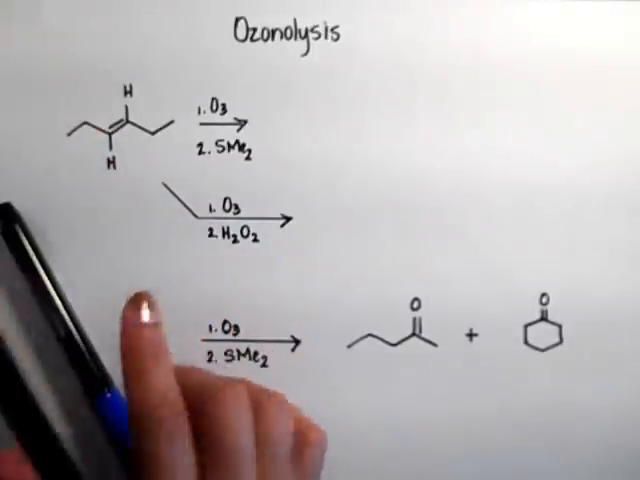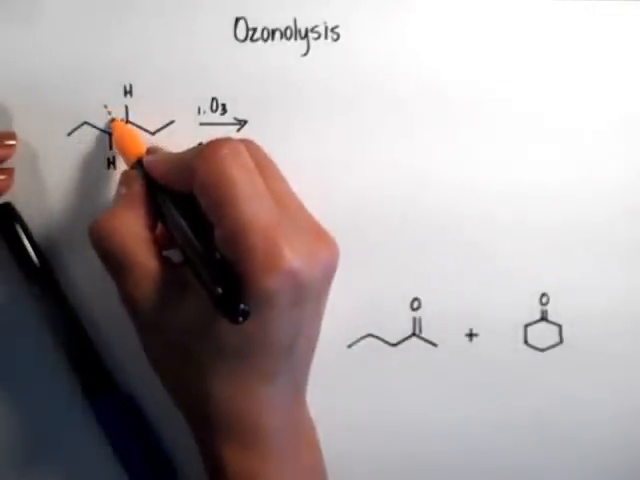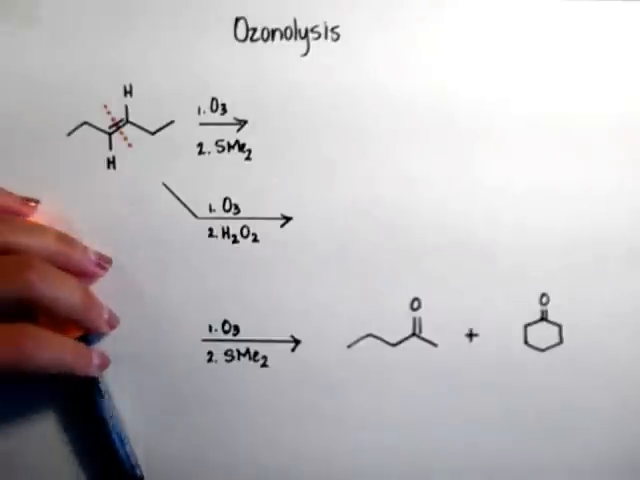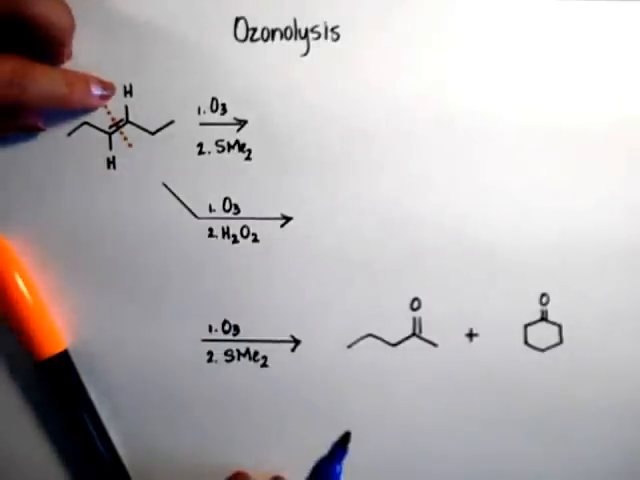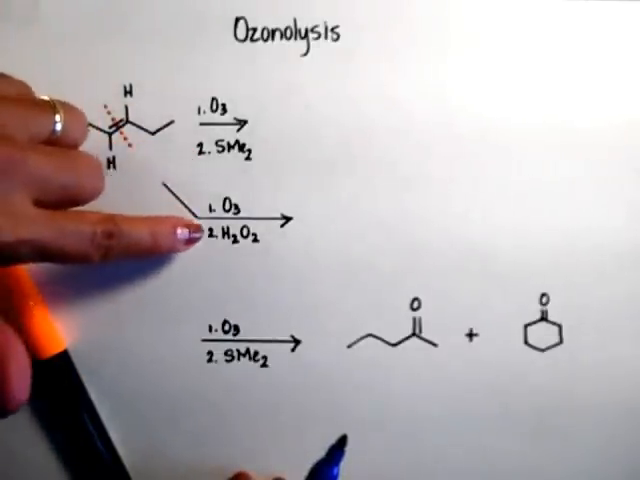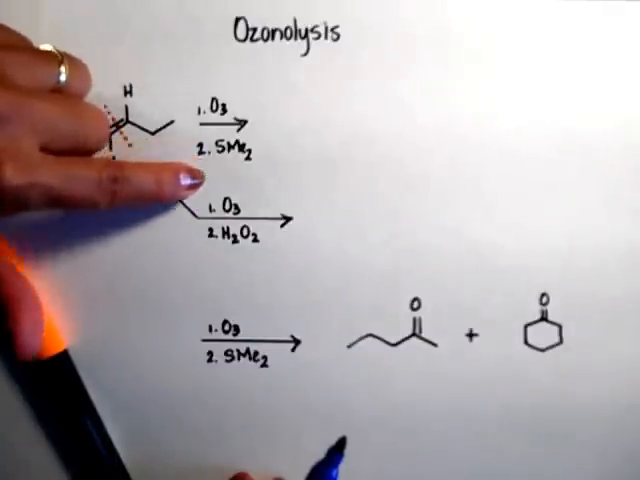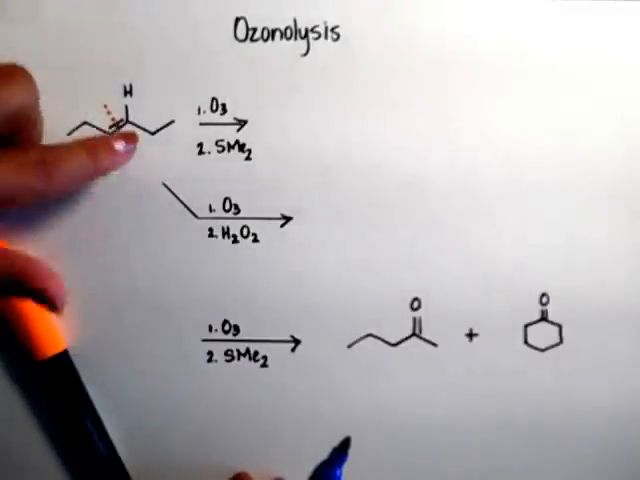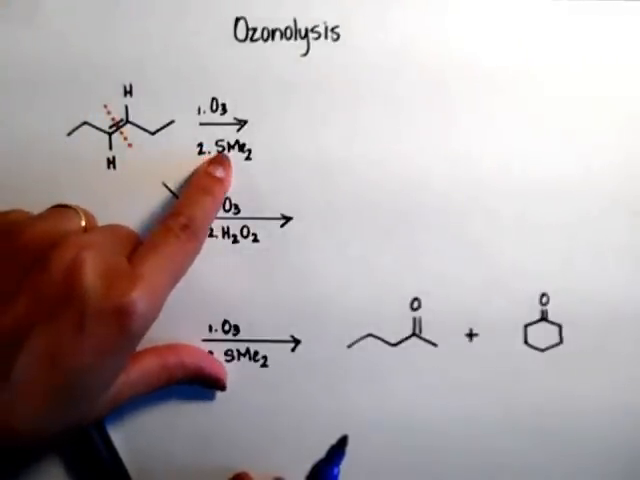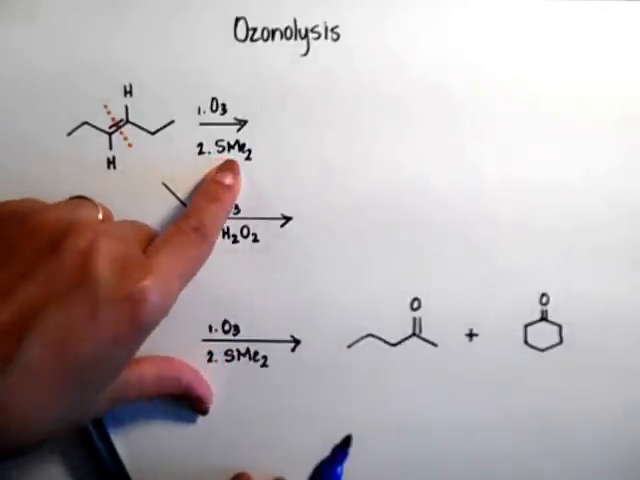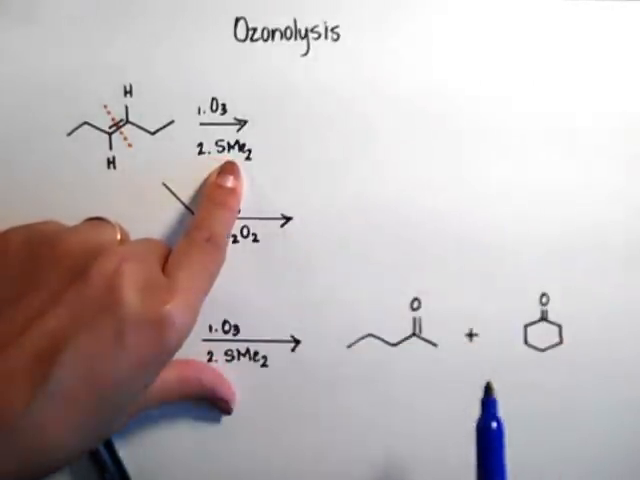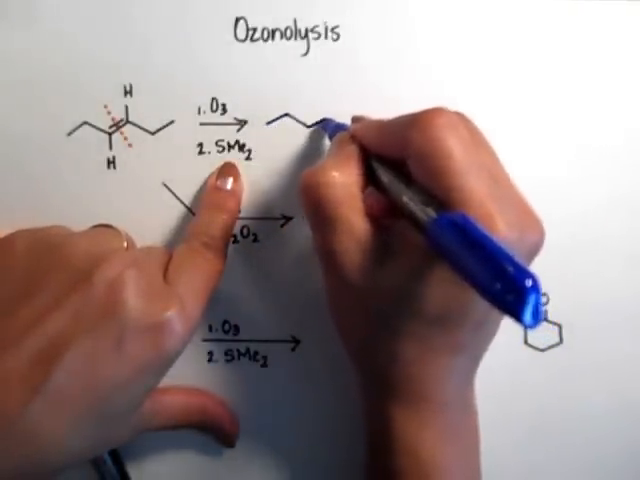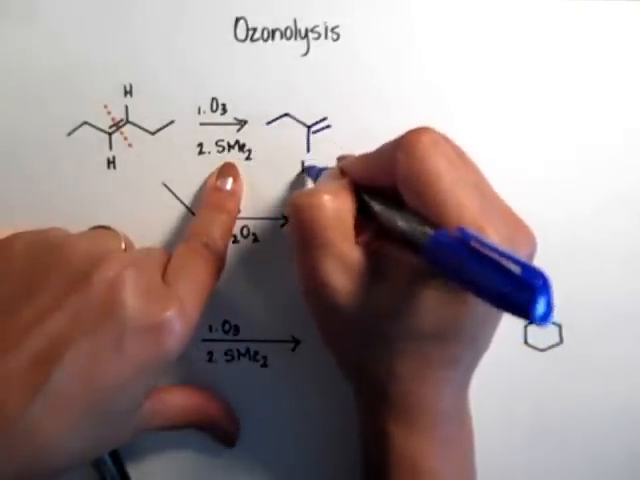All right, so what I like to do to remind myself that I am cleaving it is to make a dotted line reminding me, hey, that's the double bond that I'm breaking. And it's important that we notice the second step of the reaction, because depending on the second step, that's what's going to affect the product of the reaction. This is dimethyl sulfide. Dimethyl sulfide is a reducing agent. It takes oxygens away.